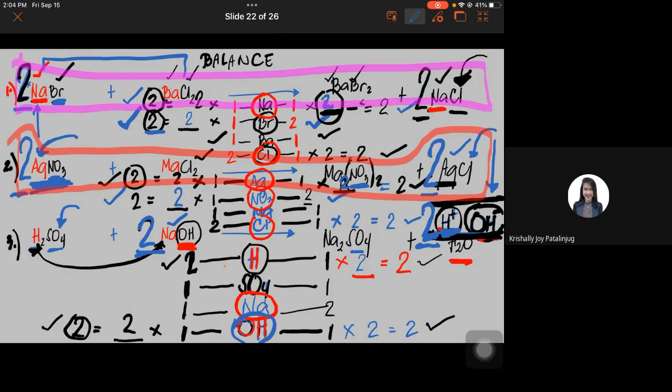Now, after you write 2 before the chemical formula sodium hydroxide, you affected the number of the atom sodium as well on the left side, on the reactant side. So you also multiply the coefficient of 2 on the atom sodium. So that makes it equivalent now to 2. Okay, so that's how you balance it.